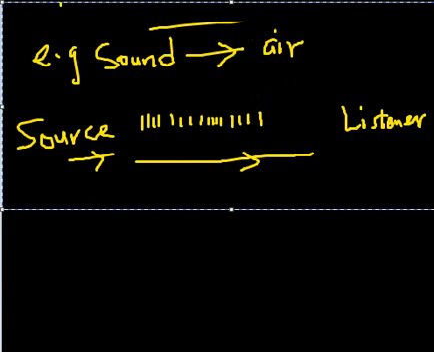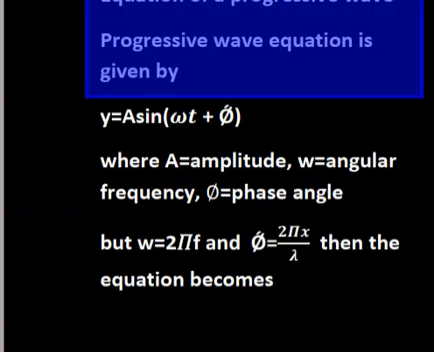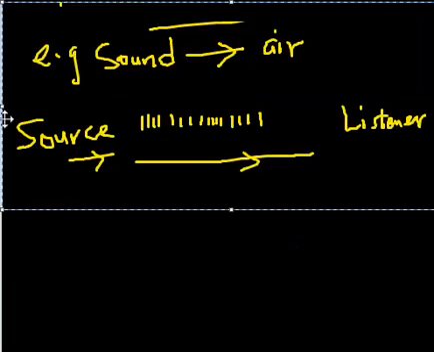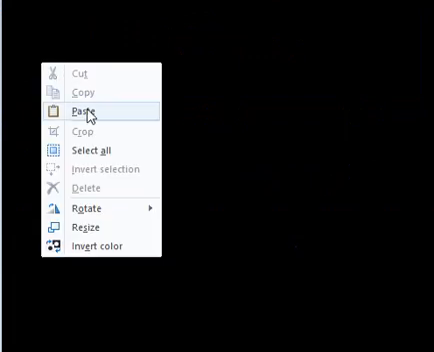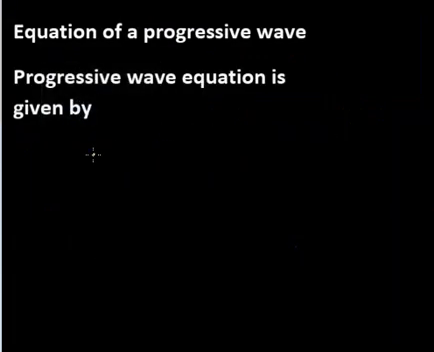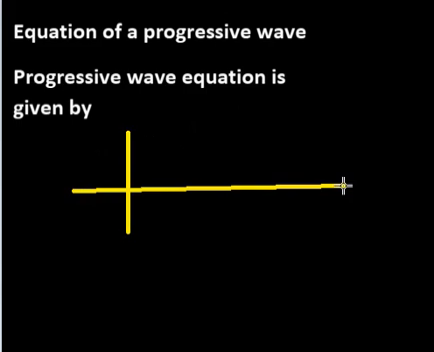We will now describe the equation of a progressive wave. Why are we talking about the equation of a progressive wave? As we already know, a wave can be represented in a graph. A wave has a graph that describes it.